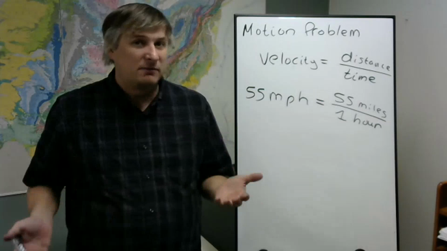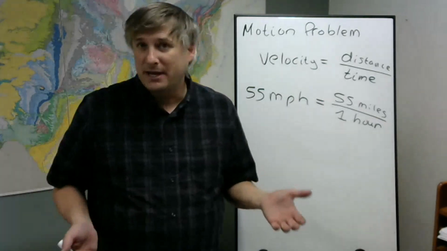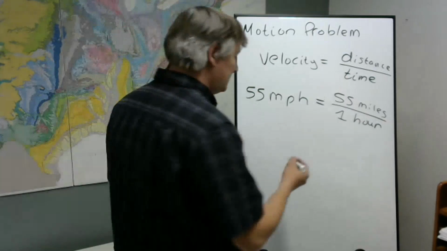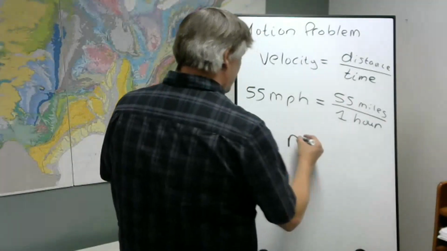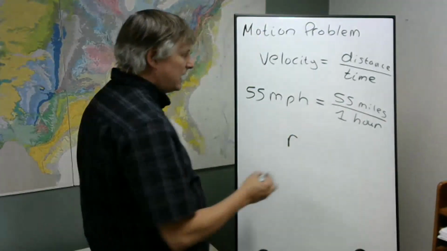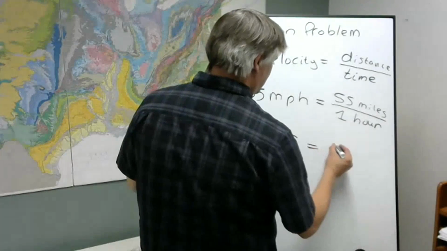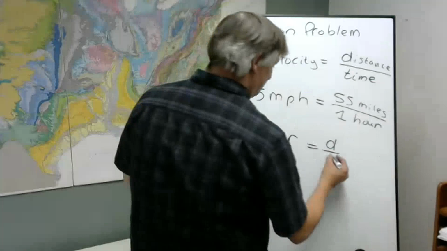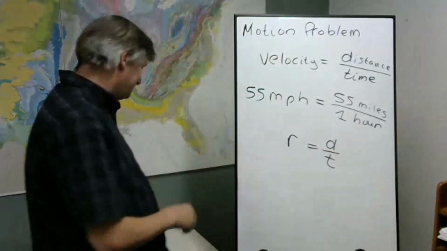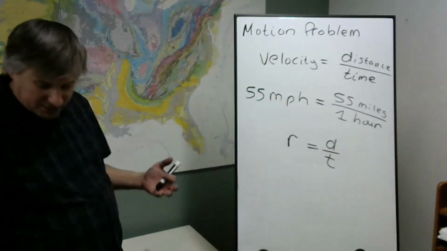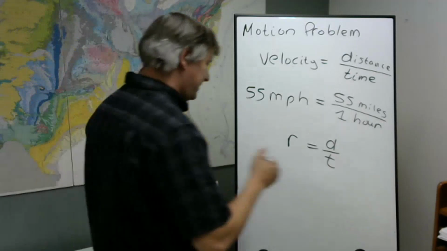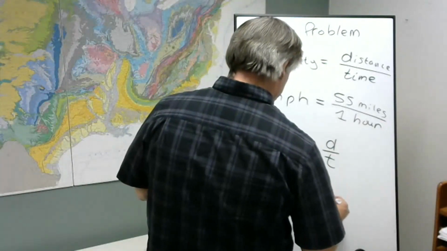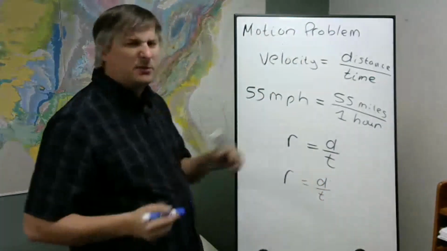Now, we tend to simplify this, at least with the notation that we use. Instead of saying velocity, we might say rate, and we'll represent rate with the letter R. Then we'll represent distance by D and time by T. Now, we can rearrange this a little bit. We have R equals D over T, multiply both sides by T.